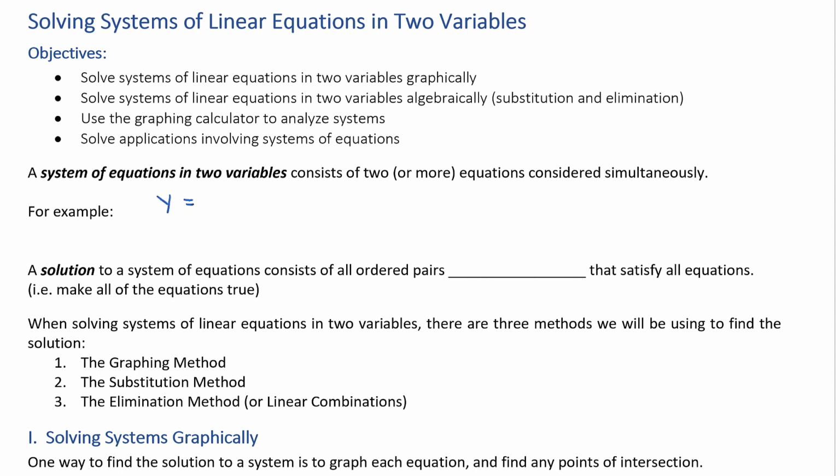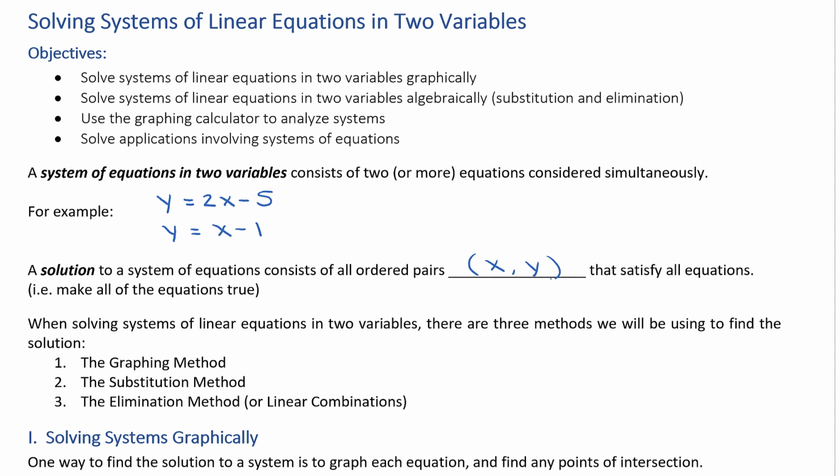A system of equations in two variables consists of two or more equations considered simultaneously. For example, y equals 2x minus 5 and y equals x minus 1. A solution to a system of equations consists of all ordered pairs (x, y) that satisfy all equations, that is, make all of the equations true.